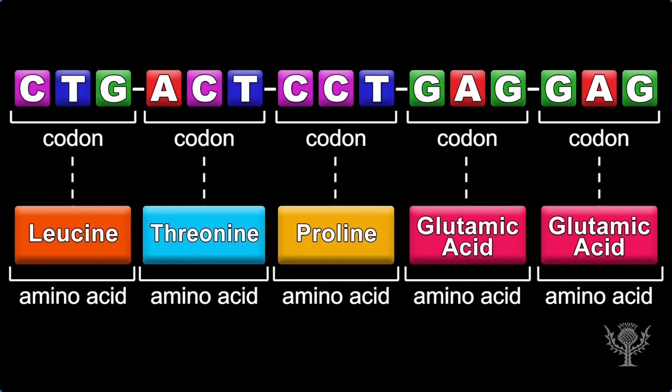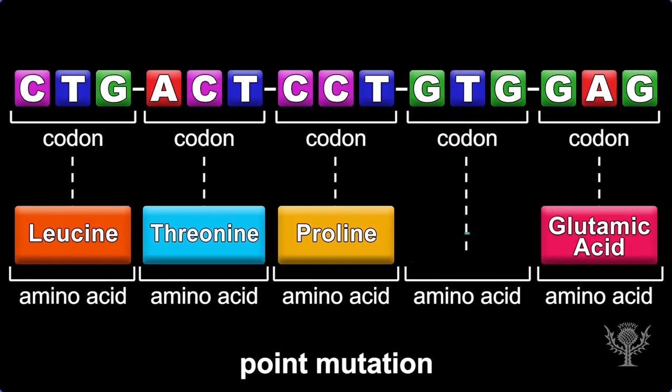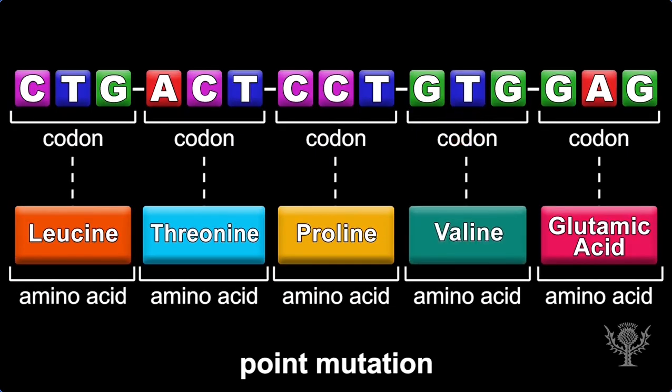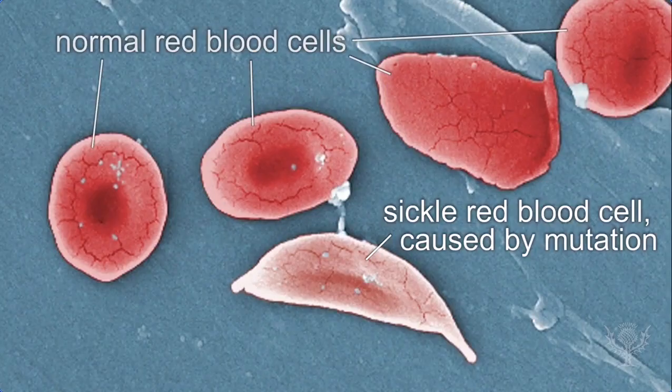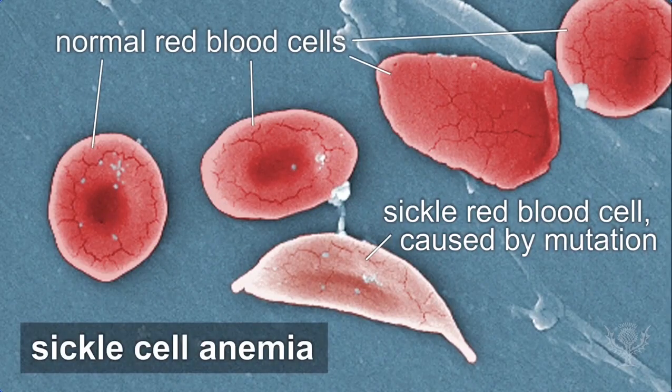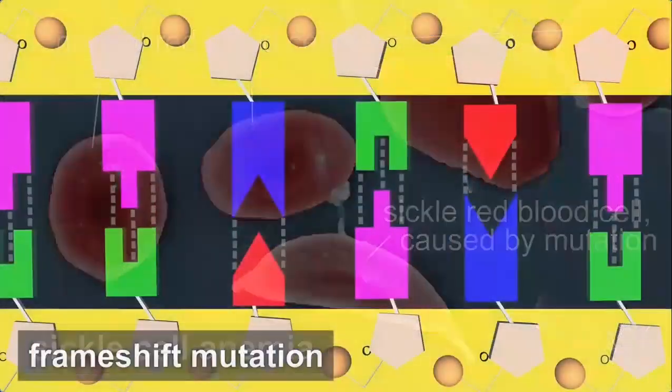Now look at what happens when a point mutation occurs. This single mutation causes the amino acid valine to be encoded rather than glutamic acid. This one change has a critical effect on the structure of the hemoglobin molecule, causing the condition known as sickle cell anemia.